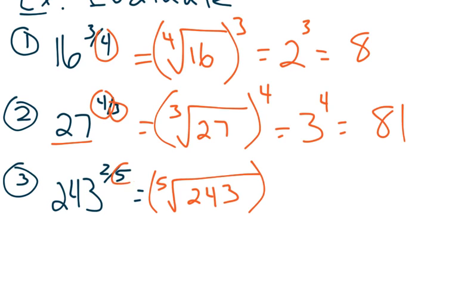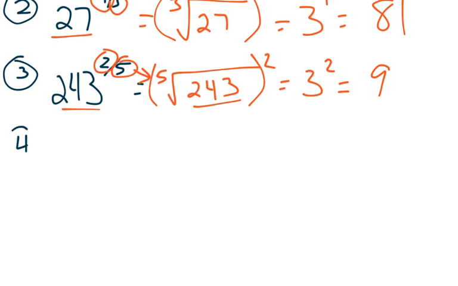So remember, the bottom number is your root or your index. The base becomes your number underneath, and then this numerator becomes the power on the outside. 5th root of 243, I will tell you right now that that is 3, and then that's not going to be 3 to the 3rd, that's going to be 3 to the 2nd power. 3 to the 2nd power is 9.